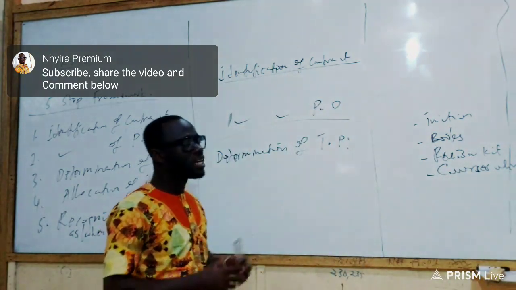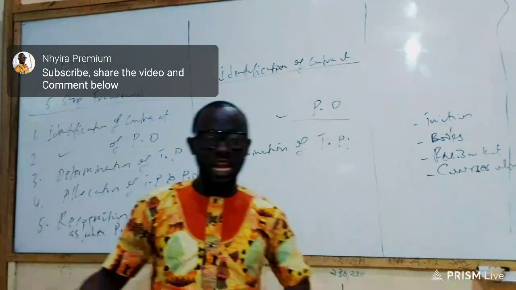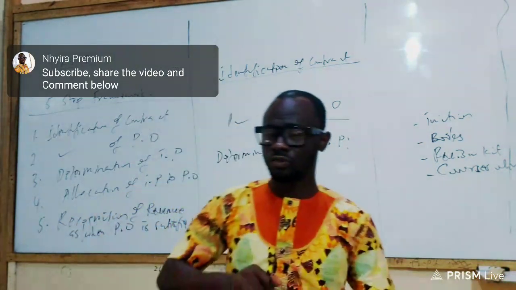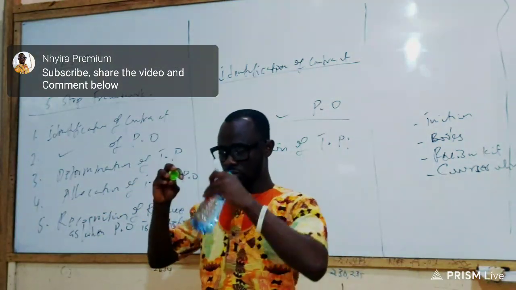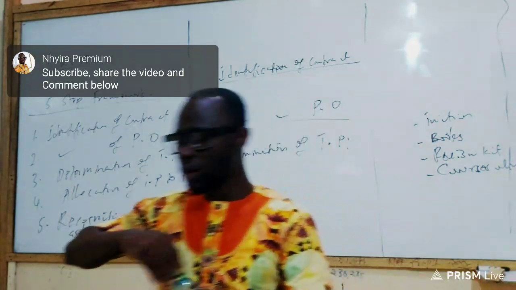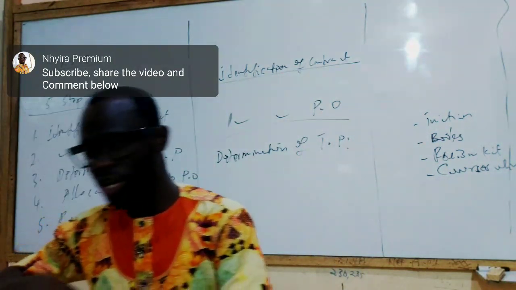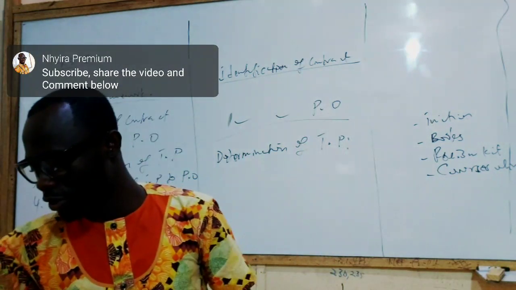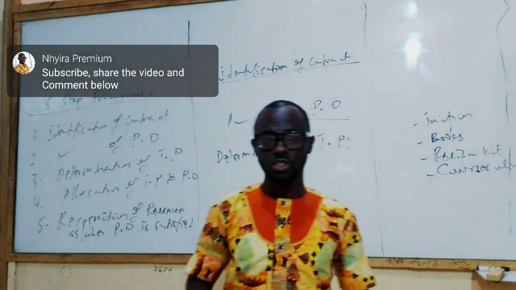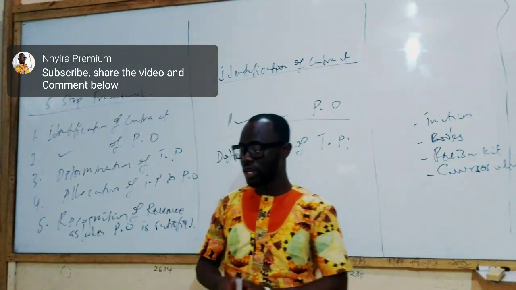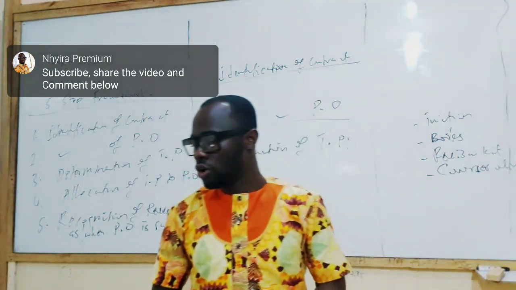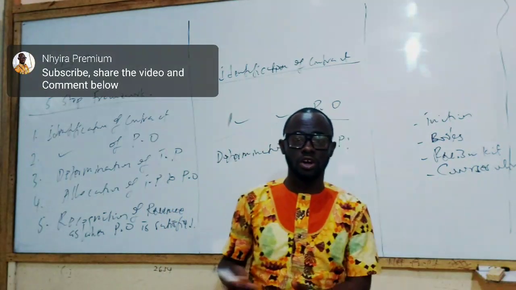So under determination of the transaction price, let's look at an illustration to find out how we're going to be identifying it. I'm going to read a question out for you so that in case you're writing, you can write, and we're going to be solving that question. This is from Open Tuition.